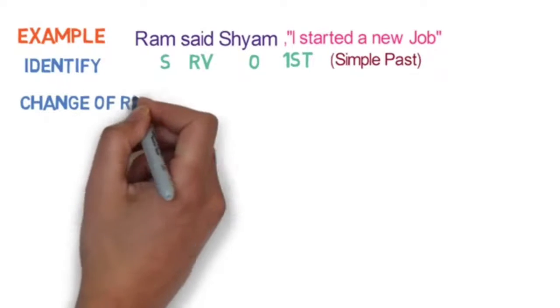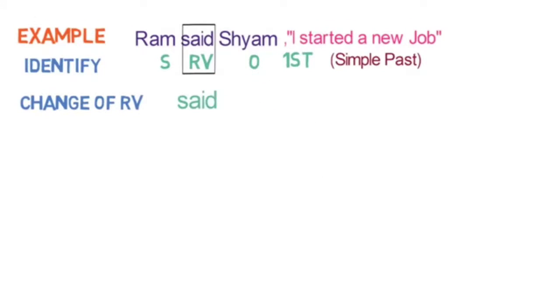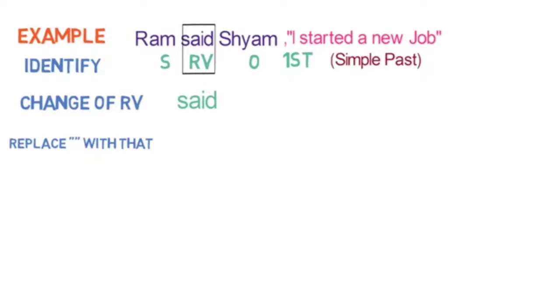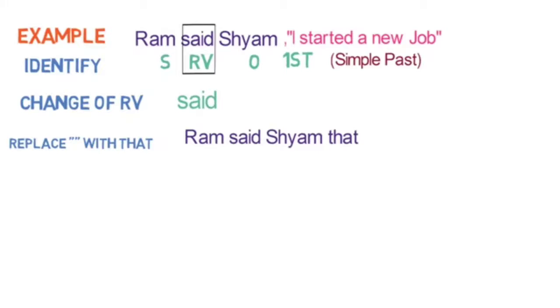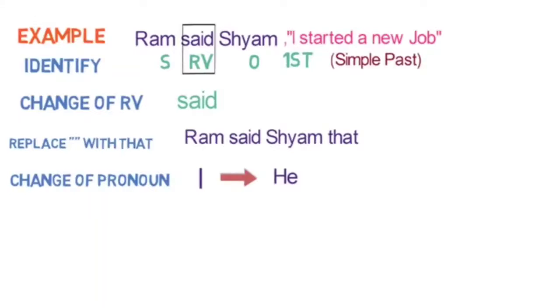So, second step is the change of reporting verb. Here the reporting verb is said to. It should be changed to told. Third step is replacing the inverted commas with that. Then the sentence will come like this: Ram told Shyam that. Fourth step is the change of pronoun. Here, I is the first person and the subject is Ram. So, I will be changed to he. Children, please note, the pronoun in the reported speech refers to the subject or object in the reporting verb.